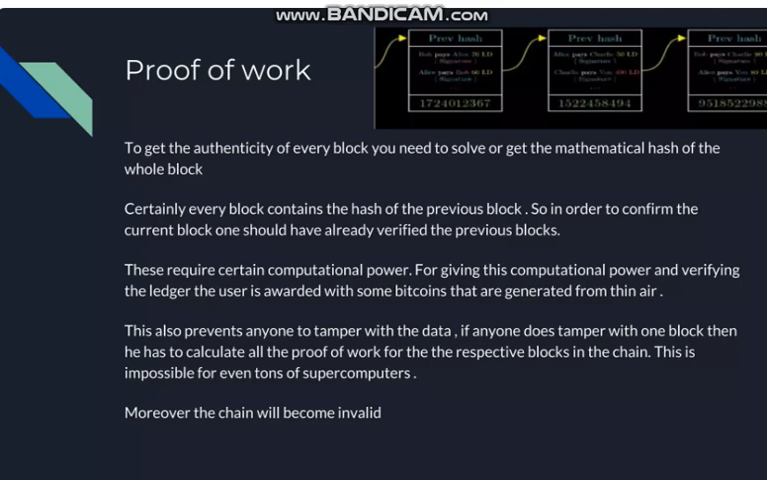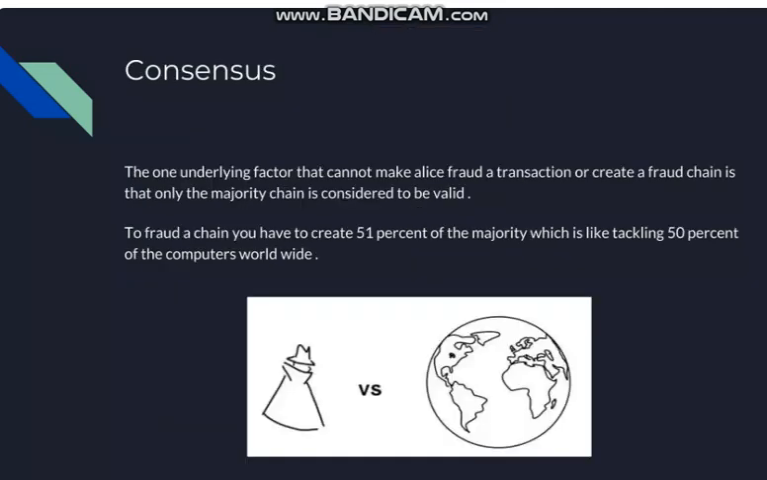If anyone does tamper with one block, then he has to calculate all the proof of work for the respective blocks in the chain. That is impossible for even tons of supercomputers. Moreover, the chain will become invalid. Consensus: the one underlying factor that prevents anyone from making a fraudulent transaction or creating a fraud chain is that only the majority chain is considered to be valid.